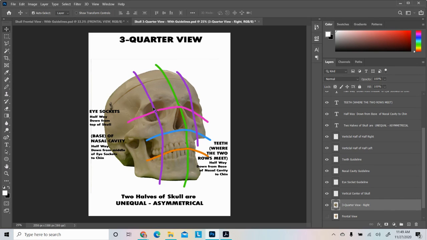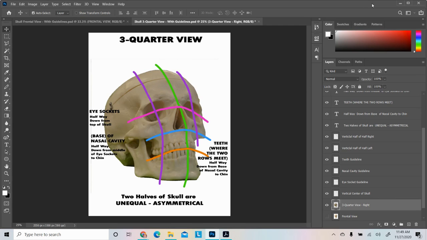So not to confuse anyone, on a 3/4 view it's still representing the front of the face. What you're seeing over here, this is actually the back of the skull. You're seeing a portion of it, but that's not the front of the face. That's a different side of the head that you're seeing. So we're not counting that when we're doing our vertical line. So just to be clear about that.